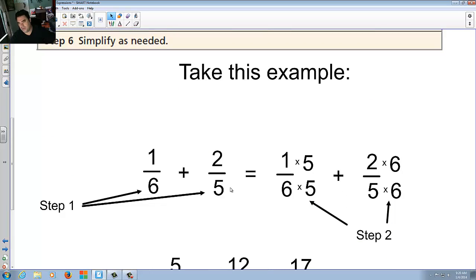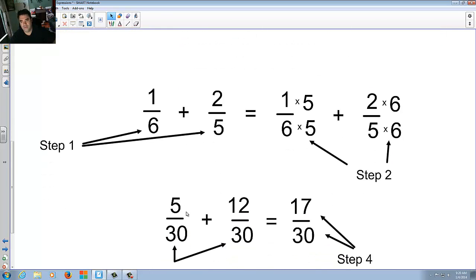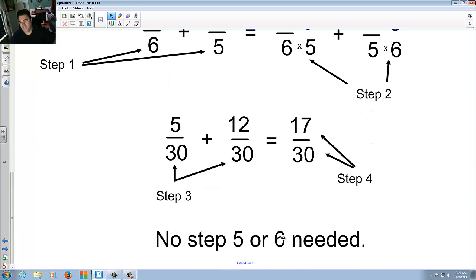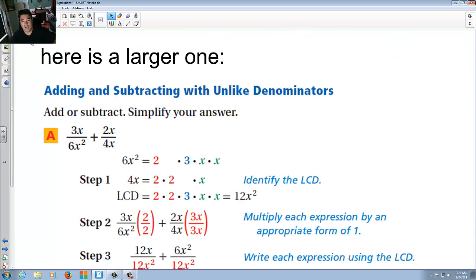Take this example. 1/6 plus 2/5, we already talked about this, change them into 30ths. You get 5 over 30 plus 12 over 30, 17 over 30. No step 5 or 6 needed, but a little more complicated one: adding and subtracting with unlike denominators.